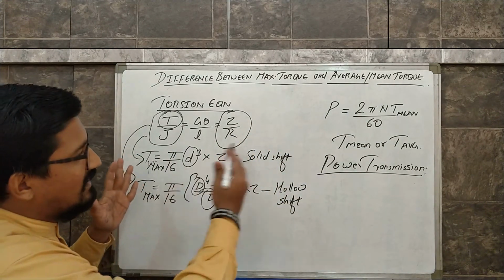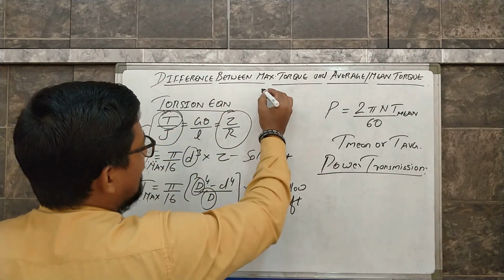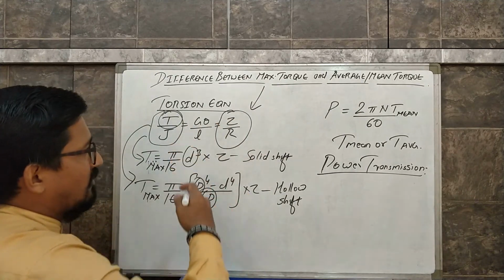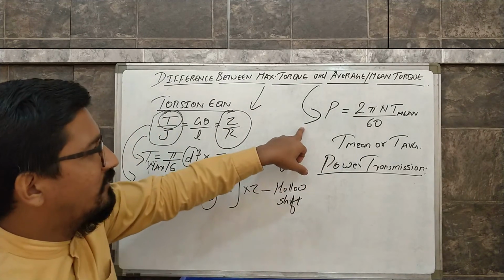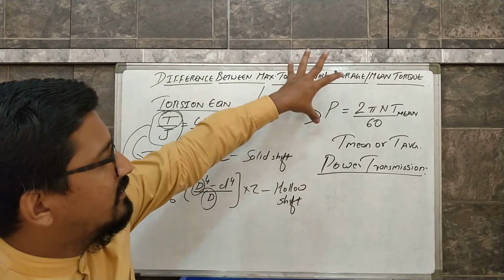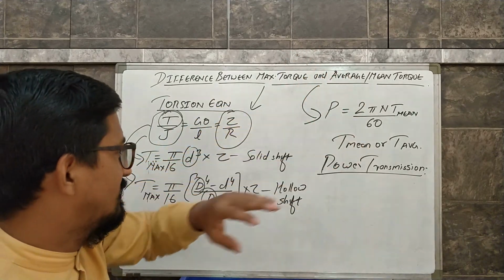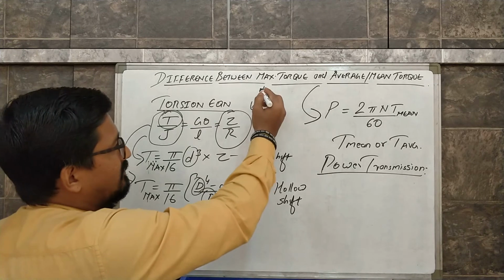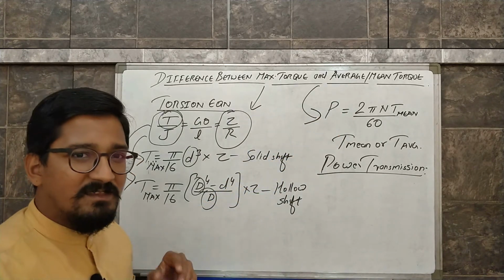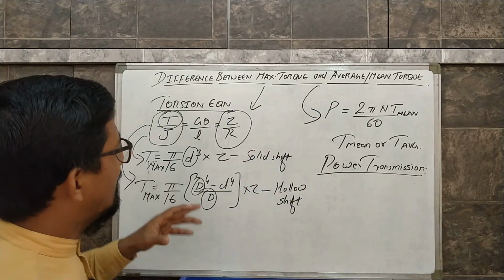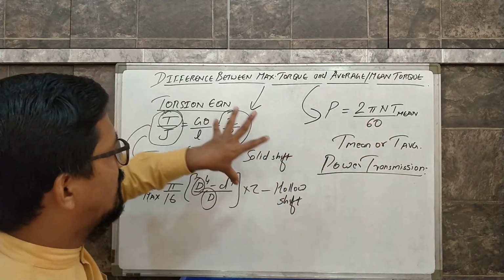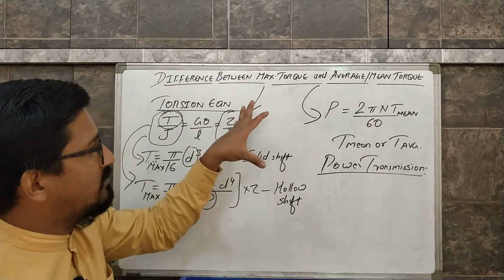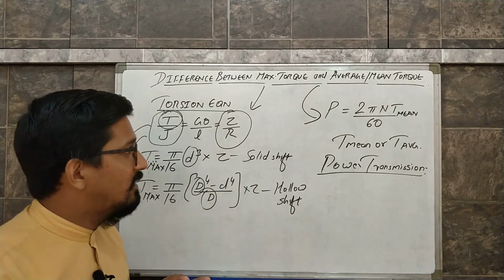So these are the two cases which we have to understand: maximum torque in case of the torsion equation, whereas average or mean torque when the power transmission formula is used. Hope your concept about maximum torque and average torque is clear now. And one more important thing, maximum torque is always greater than the mean torque.